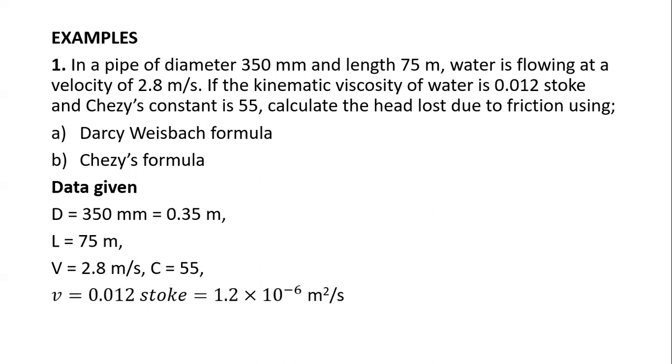Then nu, this is our kinematic viscosity, 0.012 stokes. When you see this one, we have to convert it. To convert, we multiply it by 10 to the negative 4, or simply divide by 10,000. So then we have 1.2 times 10 to the power negative 6 square meters per second. So the data having been done, we can go now to the first one.